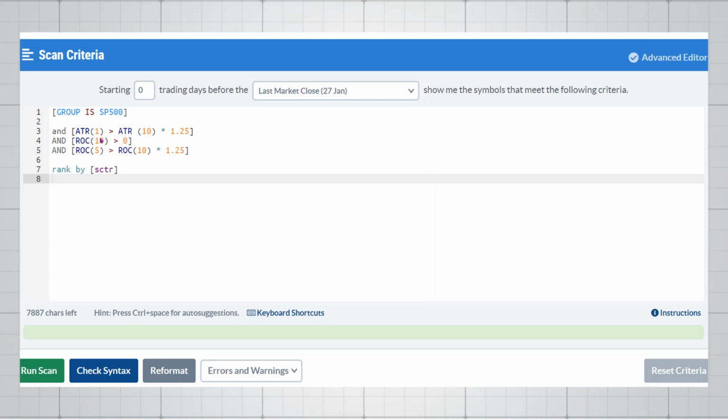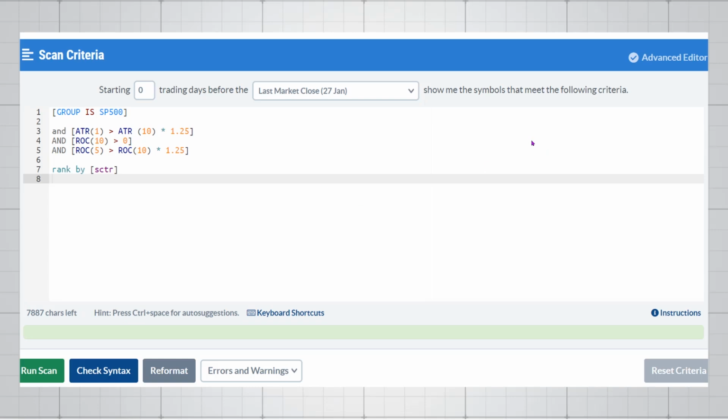Now, note, very simple group command here is leading us off. The universe of stocks within which we're going to scan is just the S&P 500. So who is jumping up on greater momentum in the S&P 500? It's all going to be as of last Friday's close. Let's take a look at what happens when we run this scan.